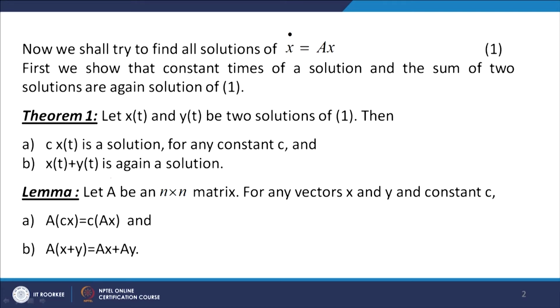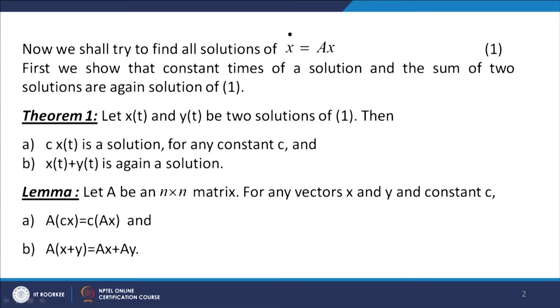Now, we shall make use of a lemma here. Let A be an n by n matrix. For any vectors x and y and constant c, A(cx) is equal to c times Ax, and A(x plus y) is equal to Ax plus Ay. These are properties of matrices and they are very simple to prove. So, we shall make use of this lemma. Now, you can see that x dot equal to Ax gives dx by dt is equal to Ax.